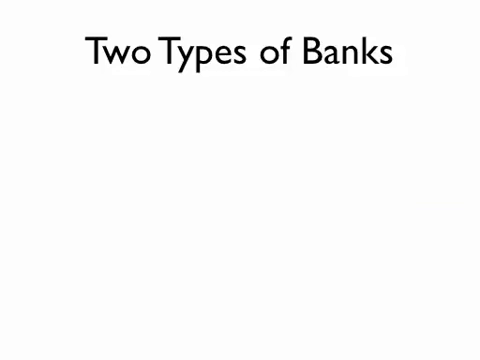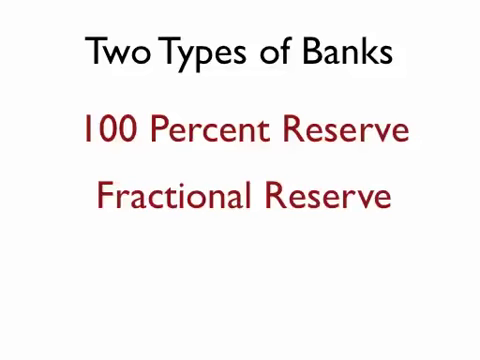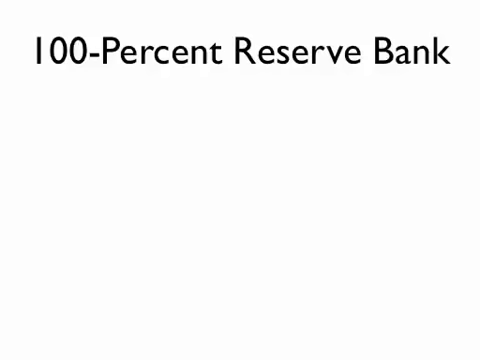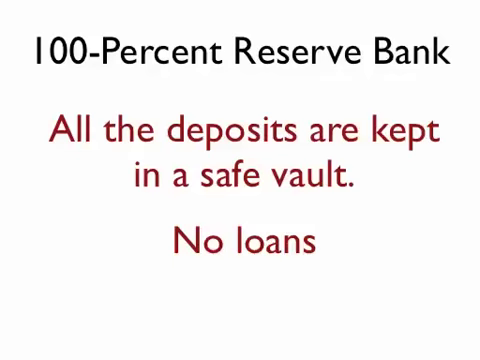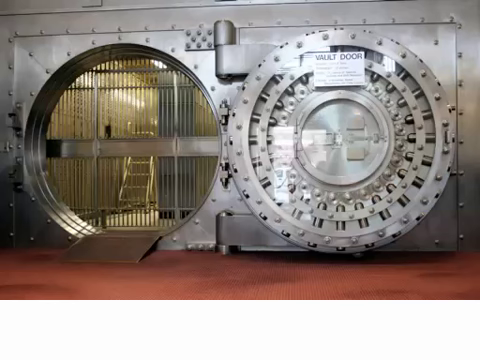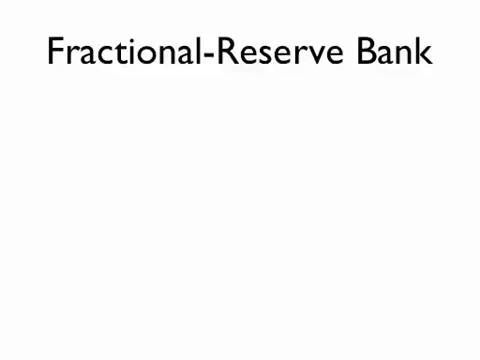Okay, now we want to talk about the types of banks in the world. There are really 2 types of banks. There is a 100% reserve bank, and there's also a fractional reserve bank. Under a 100% reserve bank, all the deposits are kept in a safe vault. There are no loans. When I go make a deposit, my money is taken in and put in the vault, and that's where it remains. The reserves represent 100% of the deposits. There are no loans made on the money that I place in that bank.